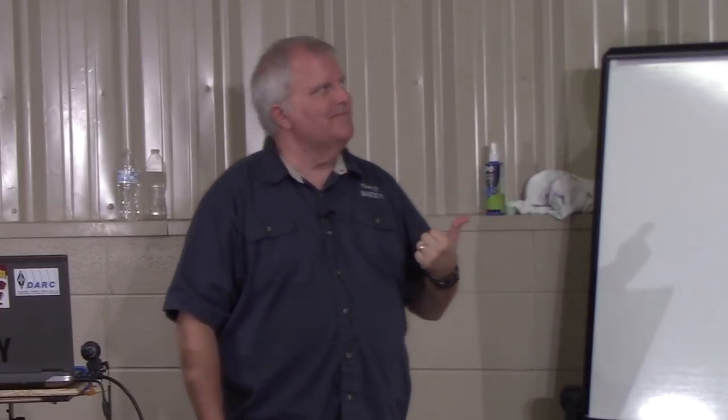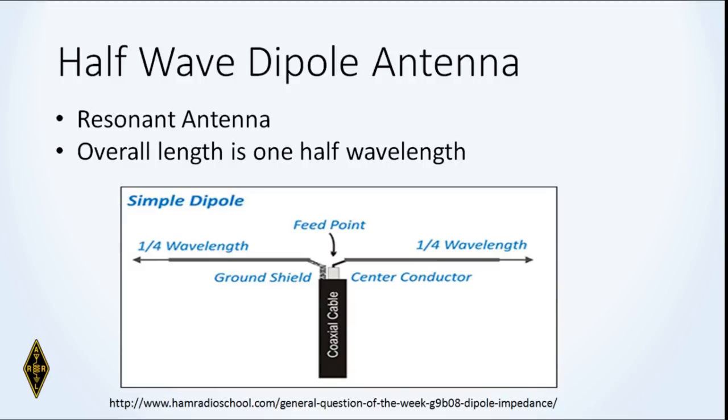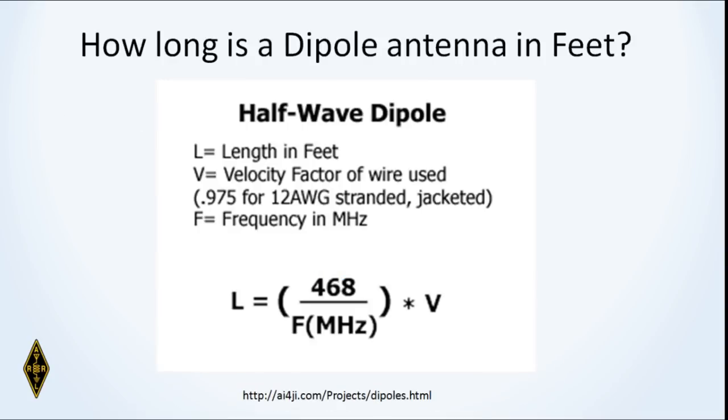Your HOA is not going to go for this. But maybe they'll go for a dipole, especially if they don't see it. And so this is probably the most common kind of antenna being used, certainly on the HF frequencies for amateur radio. And well, how long should it be?